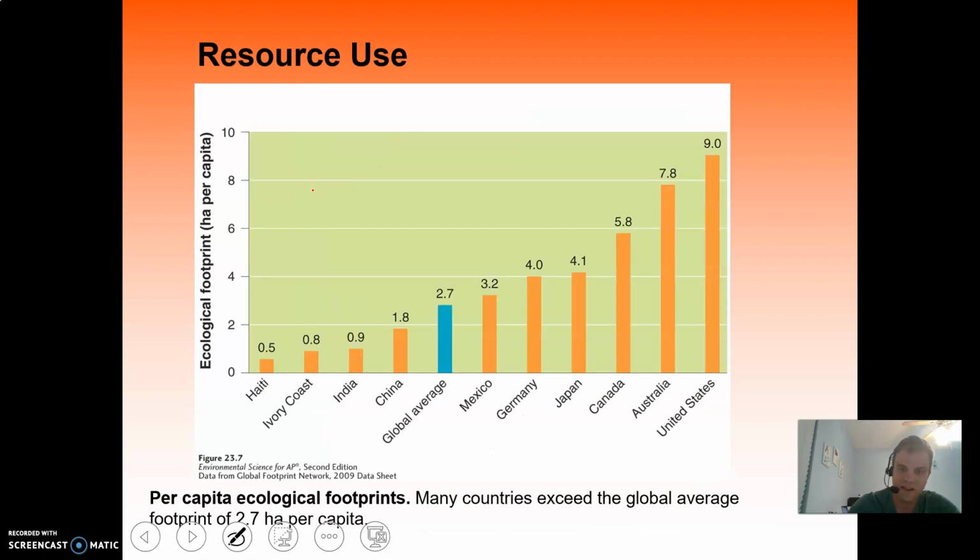Now you can see here, this is where the resource use per capita, which means per person, in every single one of these that you see in this upper part here, these are all MEDCs.